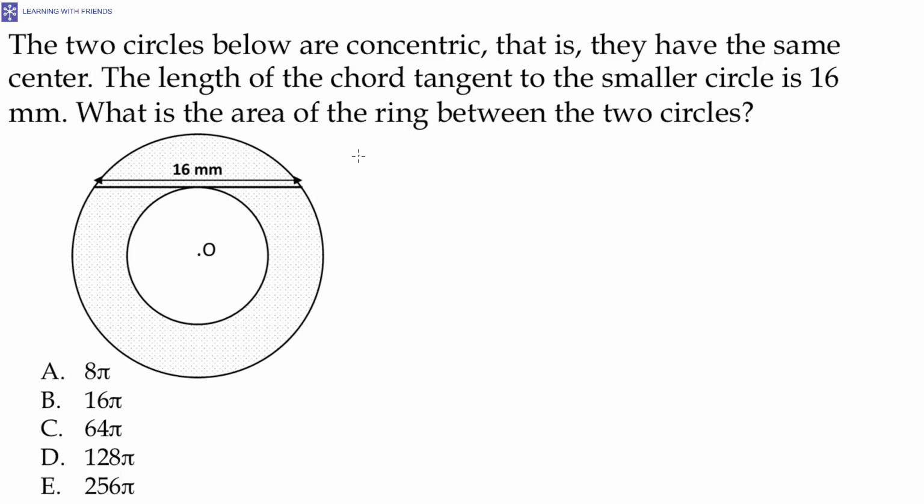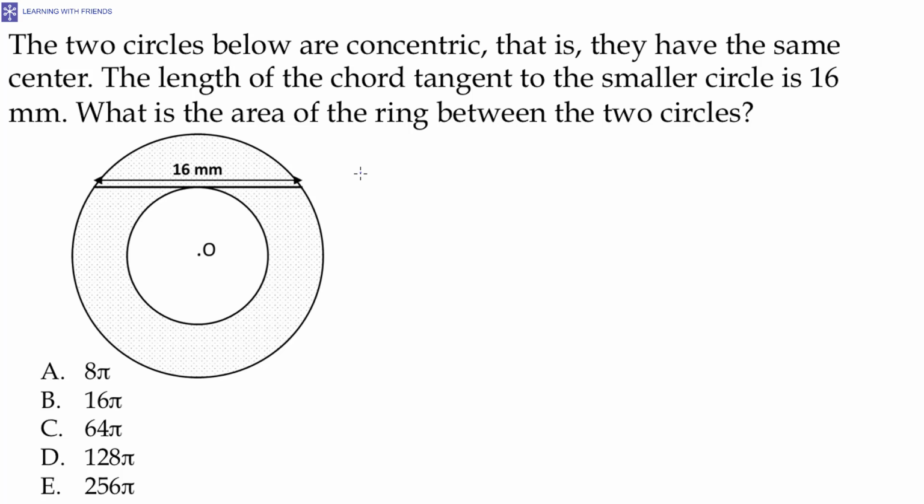The two circles below are concentric, that is they have the same center. So this is the center O that is shown here. The length of the chord tangent to the smaller circle, this chord which is shown here, is 16 millimeters. What is the area of the ring between the two circles? So this entire shaded area is what we have to find out.